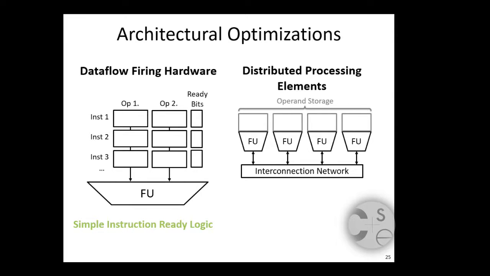The second optimization has to do with the distributed processing elements. And specifically, the overhead that we care about here is the additional latency and contention on the interconnection network anytime any of the functional units try to communicate with each other.